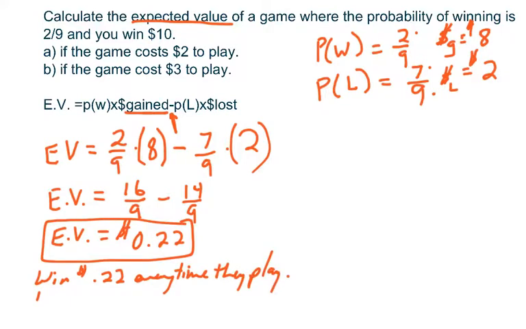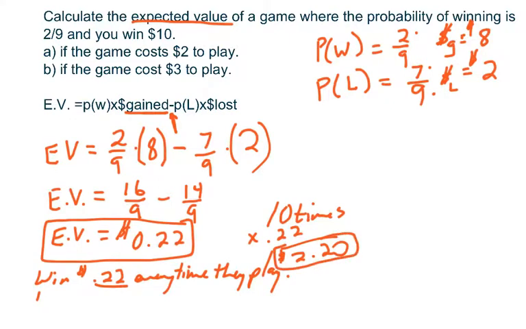Okay, I know that sounds weird, but now if we extended the example and said, let's say we played this game 10 times. If they played 10 times, where would they be? Well, that would mean they could expect to win 22 cents each time. Well, 10 times they play the game times 0.22, or 22 cents. They would be ahead $2.20 because of how much they would lose or win. Okay, so that was question A.